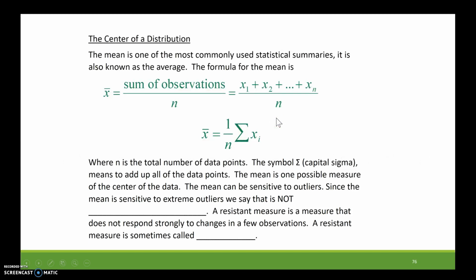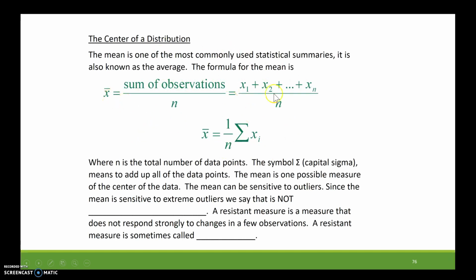Now, one of the other things that we'd like to look at when we describe the shape of a distribution is we want to talk about the center of the distribution. In other words, where are most of our data points clustered? And one of the most commonly used statistical summaries is known as the average, or the mean. And so here is the formula.